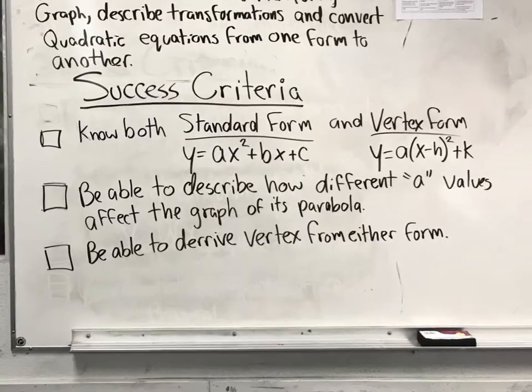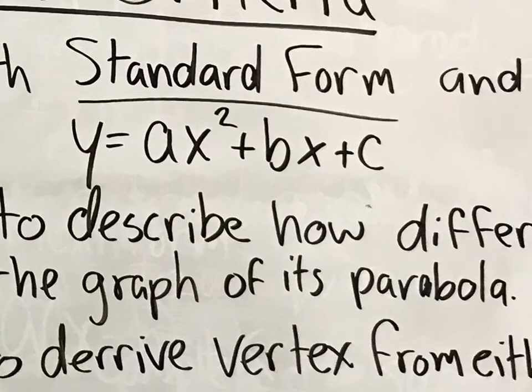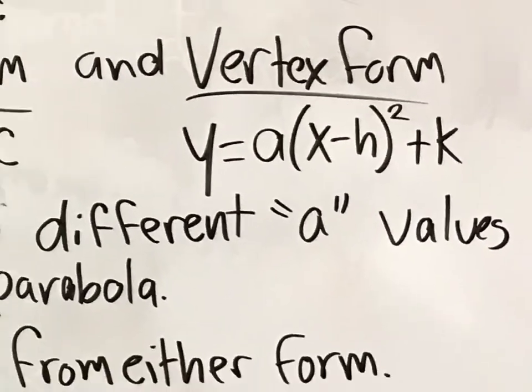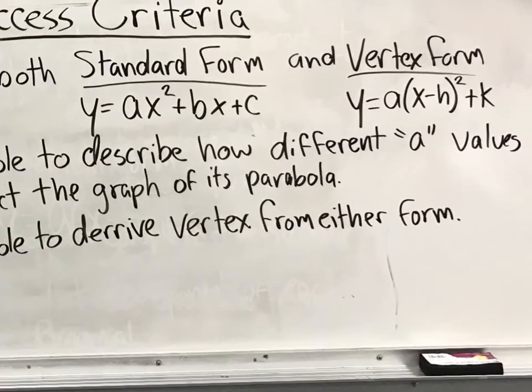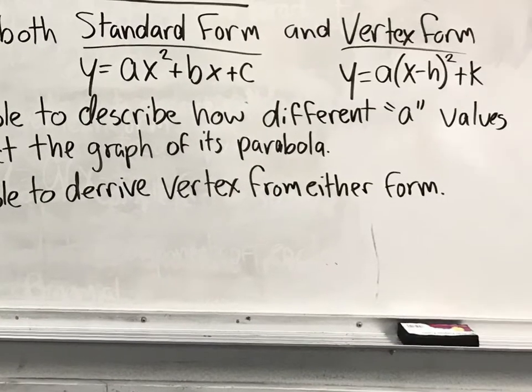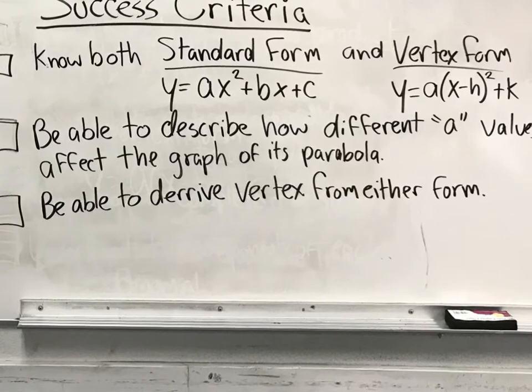So success criteria, you need to know both standard form, y equals ax squared plus bx plus c, and vertex form. You need to be able to know both of them, have them both memorized, and understand their differences. You also need to be able to describe how different a values affect the graph of its parabola. We should know that the a value, whether it's here or here, it's still a in both. And if it's positive, that means that the parabola would open up. If it's negative, that means the parabola would open down.